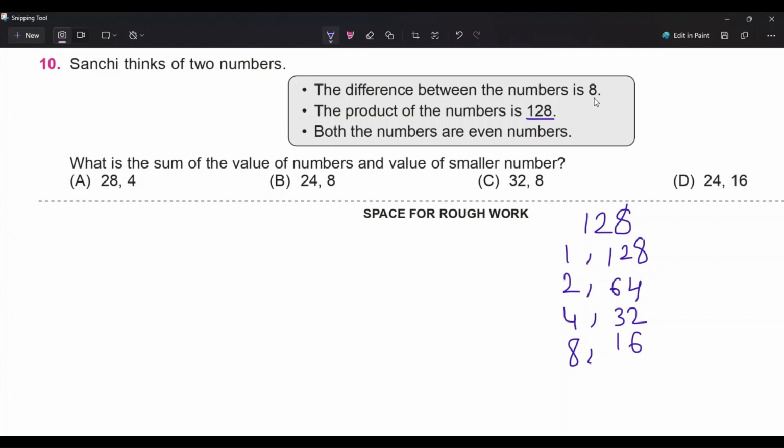So let's check with the conditions. The difference between the numbers is 8. Difference between two numbers is 8. Let's write here last two possible factors. 16 minus 8 is nothing but 8, children. And the product 16 into 8 is equal to 128. Both the numbers are even numbers. Yes, both the numbers are even numbers.